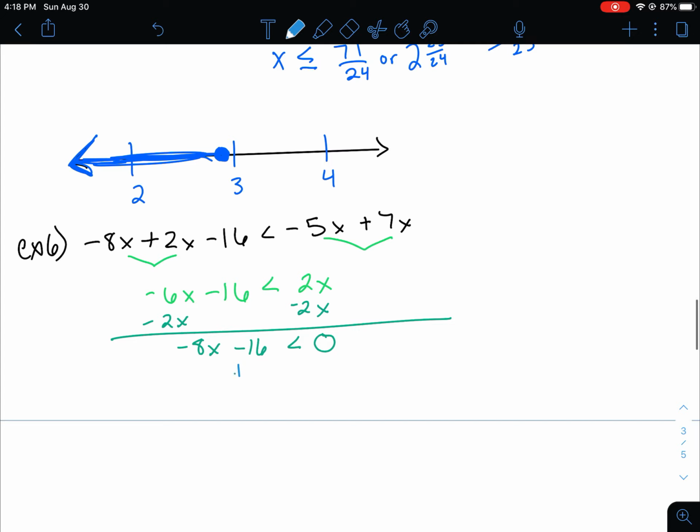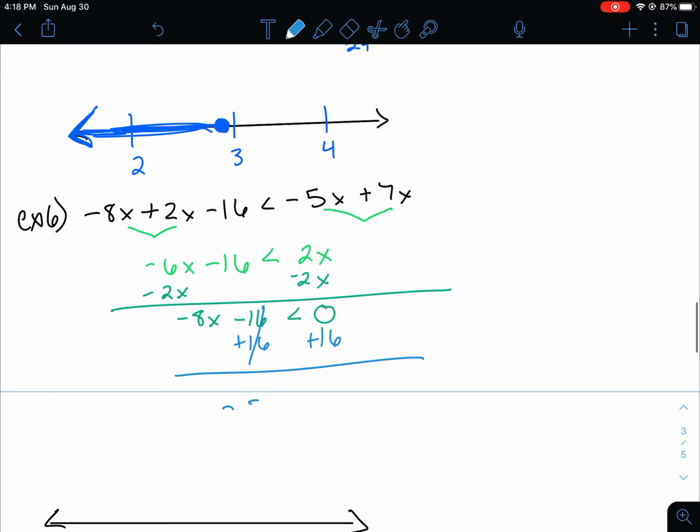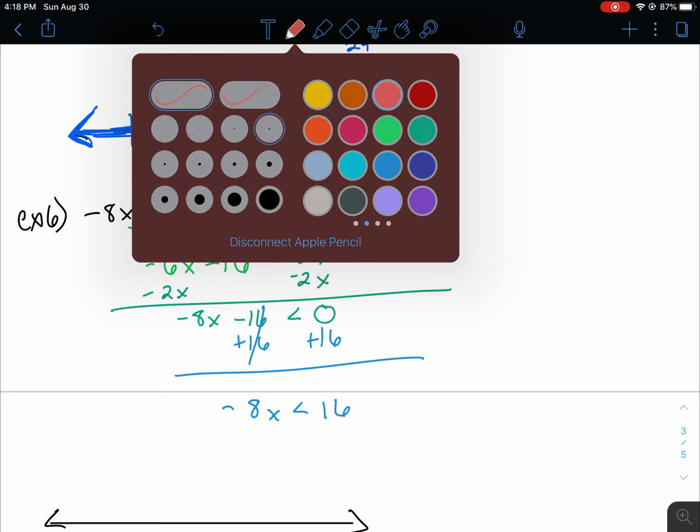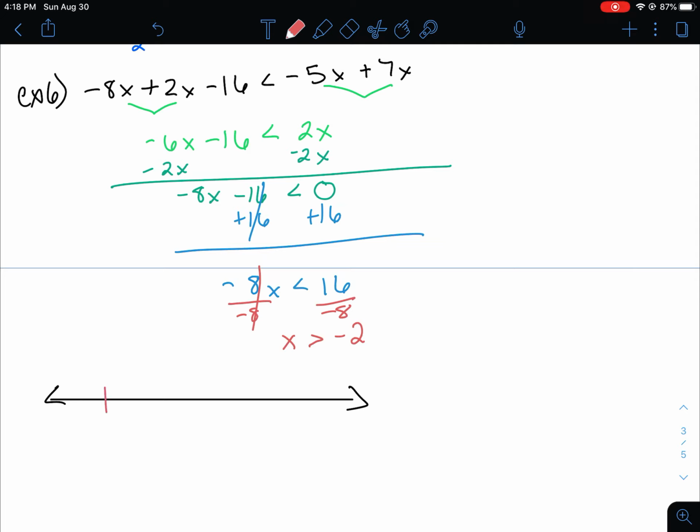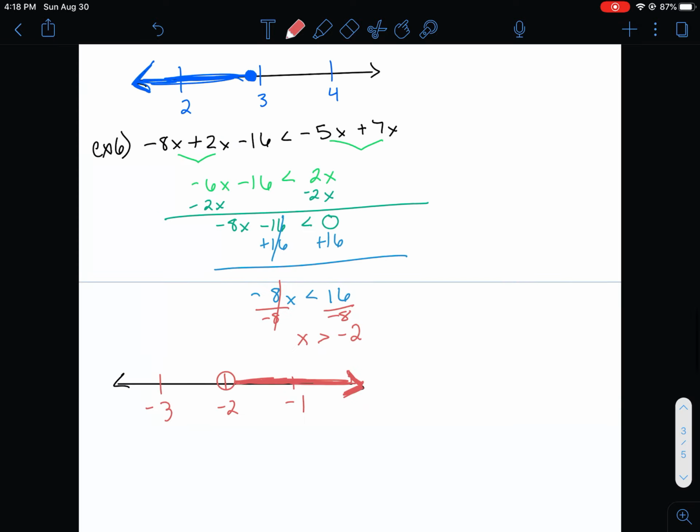Now we will add 16 to both sides. And we are left with negative 8x is less than 16. And then we are going to divide by negative 8 on both sides. And again, because we divide by a negative, we flip the sign. Finally, we get a greater than sign. And we have negative 2. So this will be negative 3, negative 2, and negative 1. It will be an open circle. And it will be shading or pointing the arrow to the right-hand side because x is greater than negative 2.